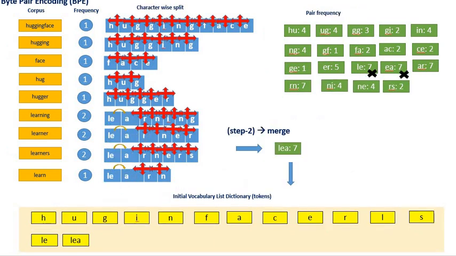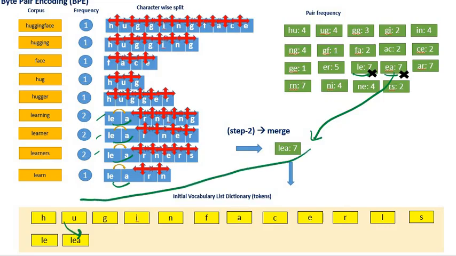So LE is already done. Next, what is the maximum pair here? EA. So we'll find EA. This is also a pair: 1, 2, 3, 4, and obviously it is 2 times, so in total it's 7. Again we sort it out from this, as it is the maximum, and put it in the vocabulary dictionary list. So these 2 pairs are done.